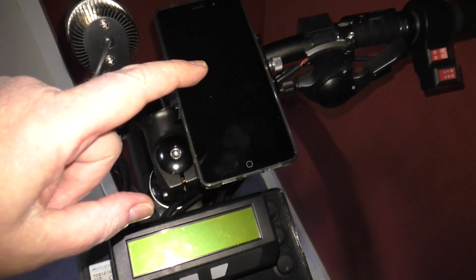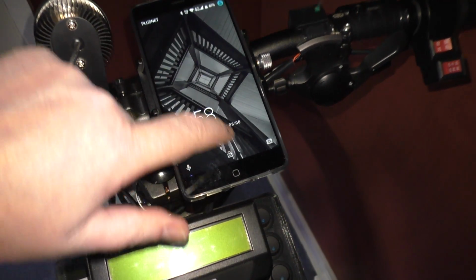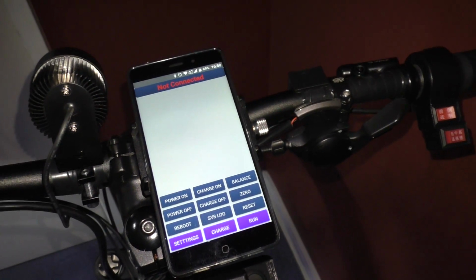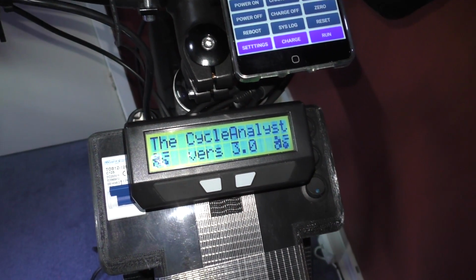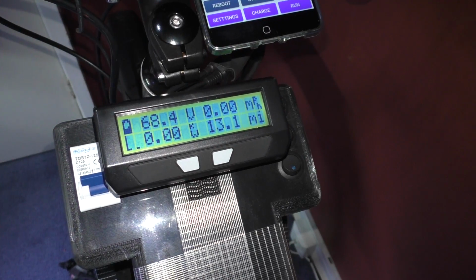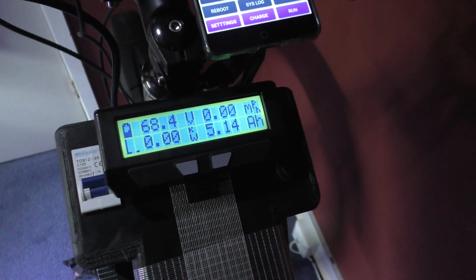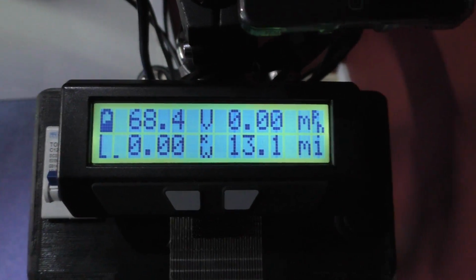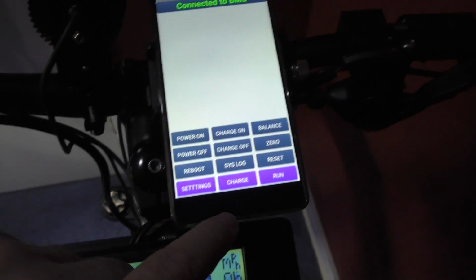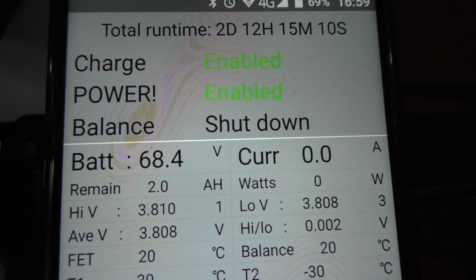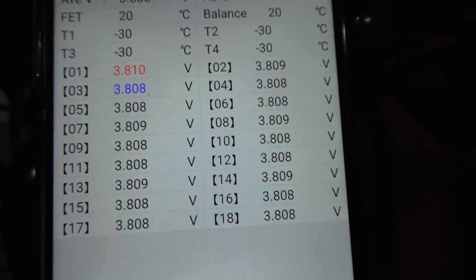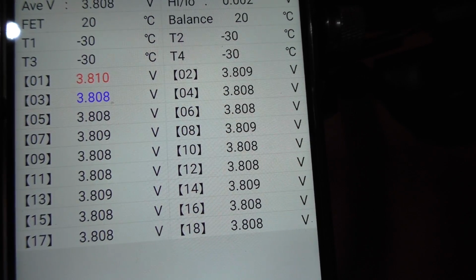So that's that. So what I'll do is, if I fire the phone up now, and run the BMS software. It's connected, so I can power this up. Actually, I'll turn the light off again, like that. So you can see that's reading 68.4 volts. So if I go on to the charge side of this, that's saying 68.4 volts. So it's exactly the same. And there's the voltage of each of the cells.